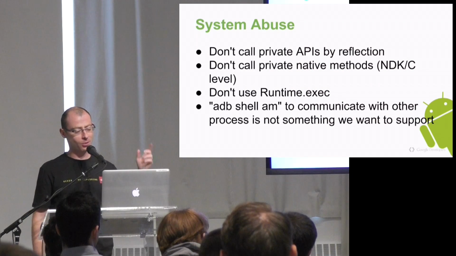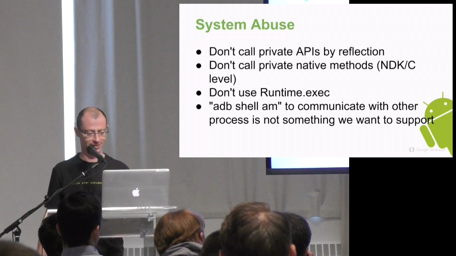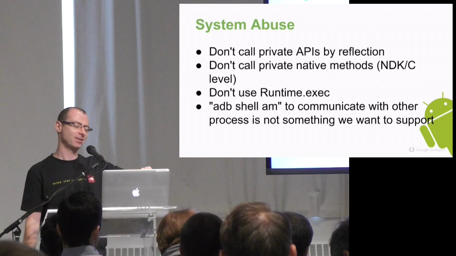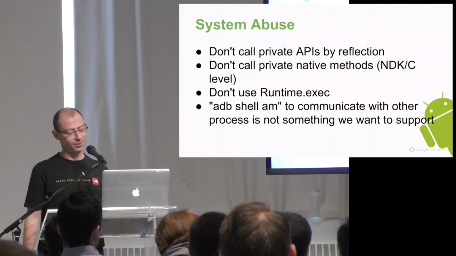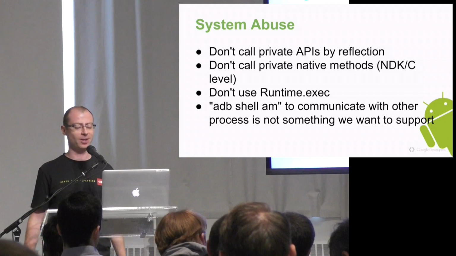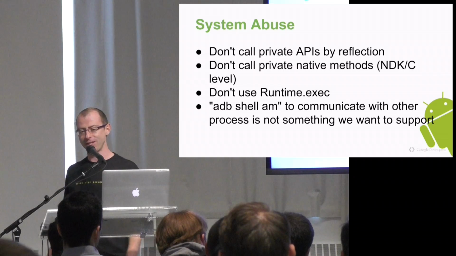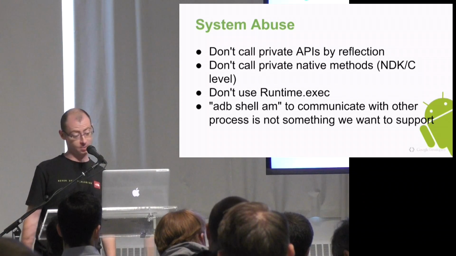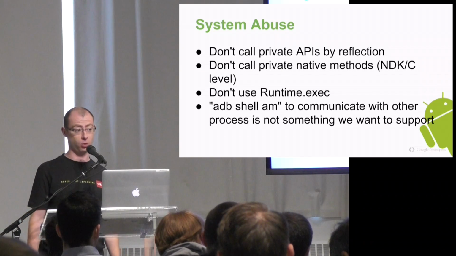And also, not only deprecation is bad, system abuse is bad. And this is going to be a classic example. Please don't call private APIs by reflection. Please don't call private native methods from the NDK and C level. Please don't use runtime exec to communicate with processes. And ADB shell AM to communicate with other processes is not something we want to support.